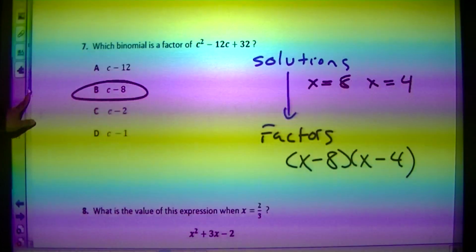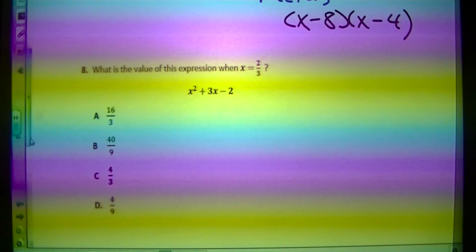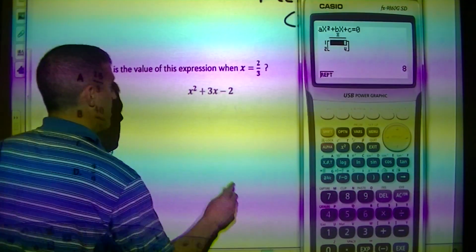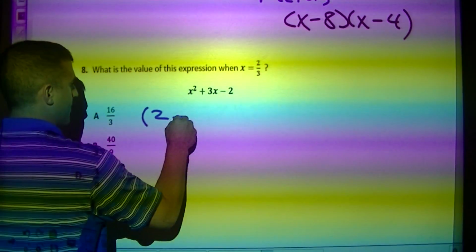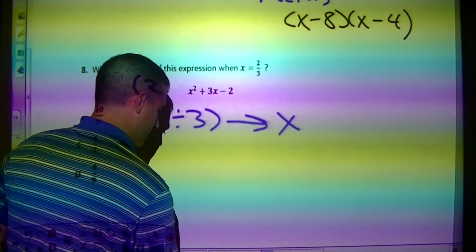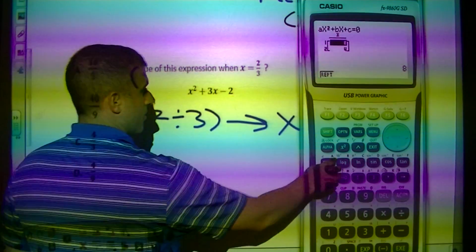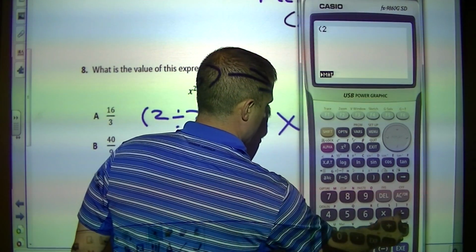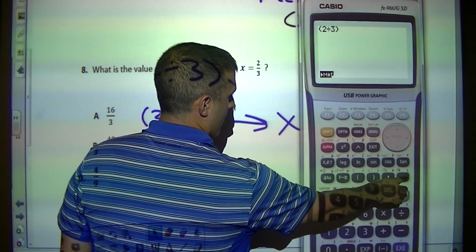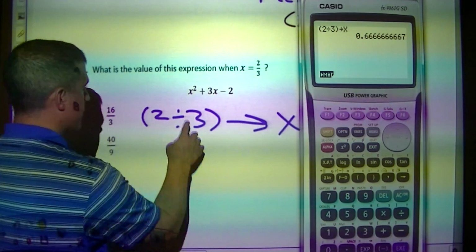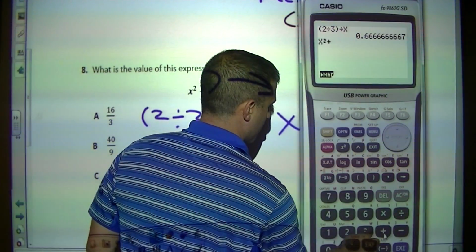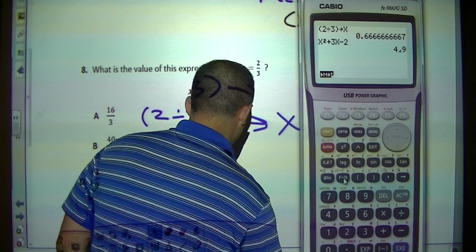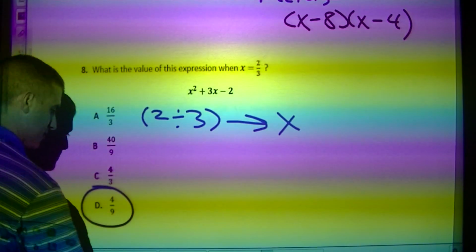All right, number 8. What is the value when that is 2/3? So basically, you're going to put 2 divided by 3 in for x. I'm going to go to menu, run. I'm going to do 2 divided by 3 because it's a fraction, arrow for x, and then I just type this in like I see it, x squared plus 3x minus 2. And as a fraction, that would be 4/9. So that's why that one's your answer.